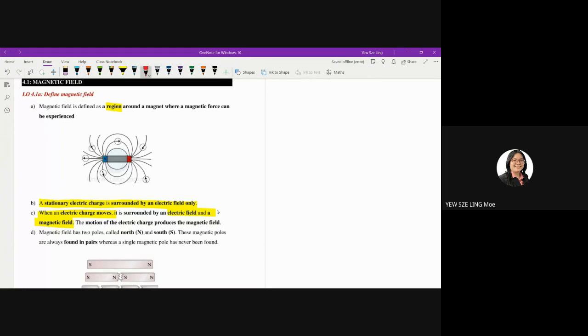Now, one more thing that you have to know. When it is moving inside another magnetic field, then it will have magnetic force. That is the thing that we're going to go through today as well. So an electron that is not moving has electric field. If it is moving, then it has both electric and magnetic field. If it is moving inside another magnetic field, this is your magnetic field, then it experiences magnetic force. So that is the basic idea.